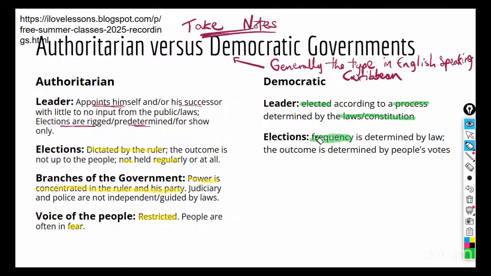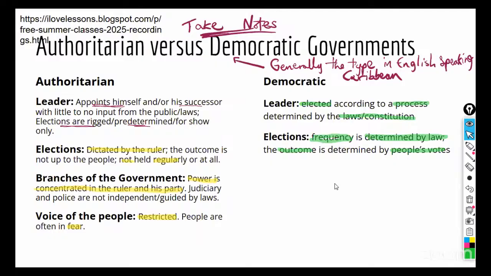All right, so, well, I kind of just said this. Frequency is determined by law. Whether it's 5 years, it's generally 5 years, or 4 years, right? And then people's votes determine the outcome, right? Not who the leader says is going to win will win, but who people vote for, and then they are free to vote for whom they want.